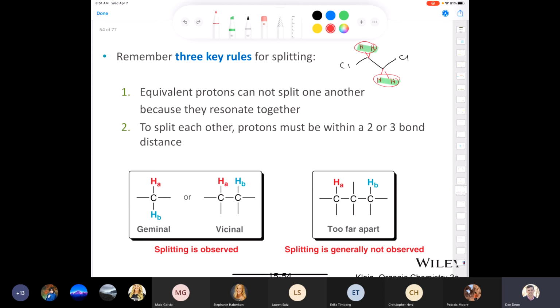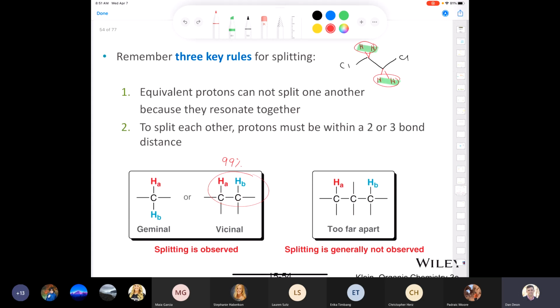Most of the splitting that we're going to look at in this class, however, will be vicinal splitting. I think we're going to look at vicinal splitting probably 99% of the time. So you go to the next door neighbor, and you look at the protons on the next door neighbor. This is a carbon, this is its next door neighbor.